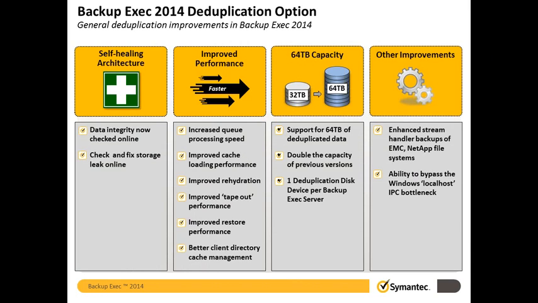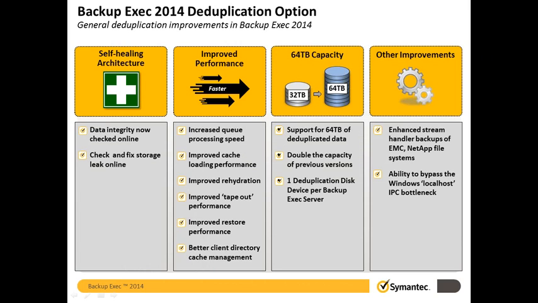And other improvements we've made is with the ability to bypass the Windows local bottlenecks. Just what we've done there is just change the way that we talk between the client and the backup server. So we bypass bottlenecks, and that's nothing that users or anybody needs to do on their own. It's something that we do natively within the dedupe engine.